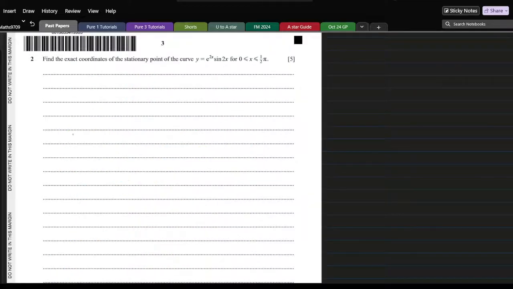Number 2, find the exact coordinates of the stationary point of the curve y is equal to e to the 2x sine 2x for x is between 0 and half pi. So we're given y is equal to e to the 2x sine 2x. To get the stationary point, we first have to find the first derivative, dy dx. So it means we are differentiating a product.